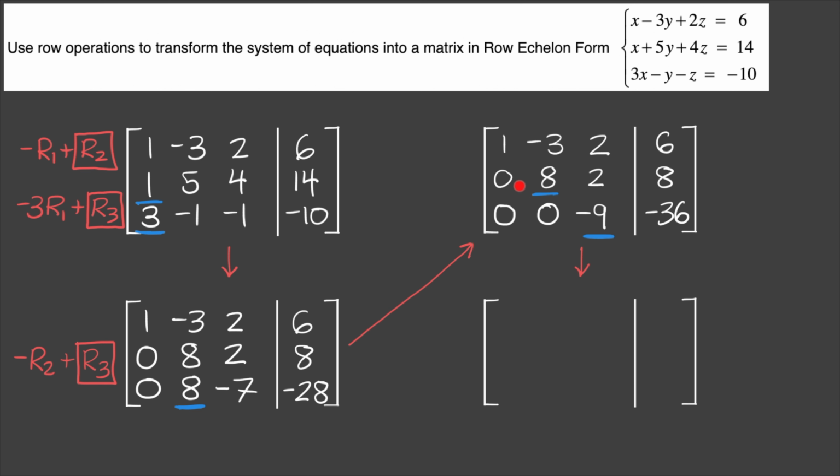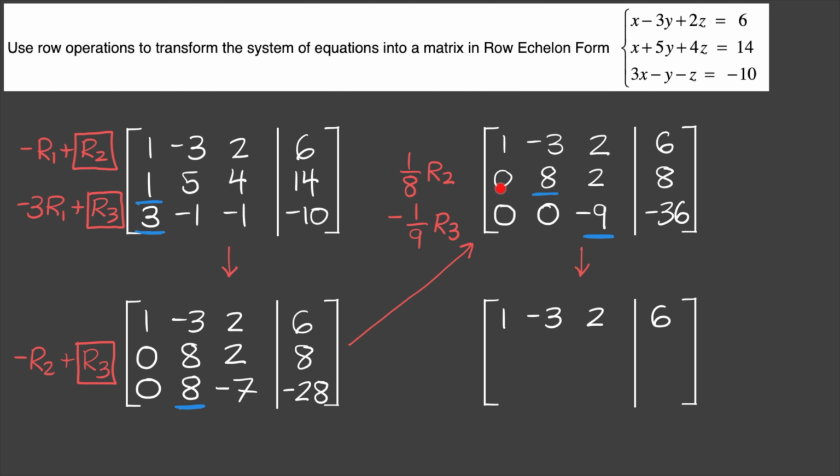So what should we multiply row 2 by here so that this becomes a 1? So we're going to multiply it by 1/8. So it'll be 1/8 R2. And then on the same step, we're going to make this negative 9 a 1 as well. So we're going to multiply the third row by negative 1/9, and then R3. All right, so let's go ahead and rewrite these two rows here, and then the first row just stays the same. So we will write that as 1, negative 3, 2, and 6.